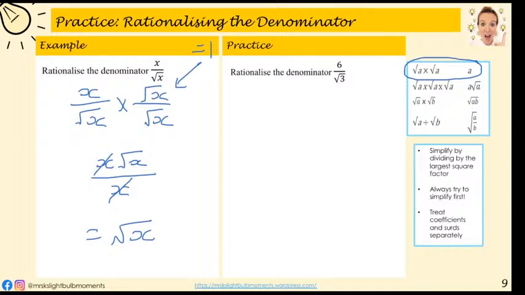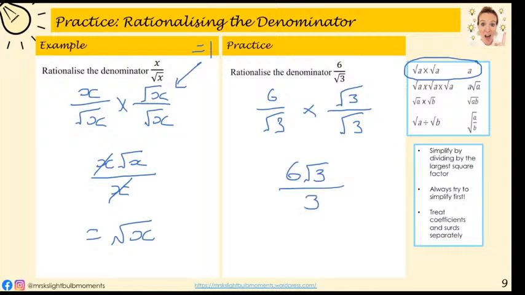Okay, should we have a look how we've done? So we've got 6 over root 3. We need to multiply the denominator by root 3. Remember, we multiply it by itself in order to get rid of it. That means the top we've also got to multiply by root 3. It's this second fraction that must be the same, top and bottom. Now on the top we've got 6 times root 3, so we've got 6 root 3. And on the bottom, we've got root 3 times root 3, which is just 3.